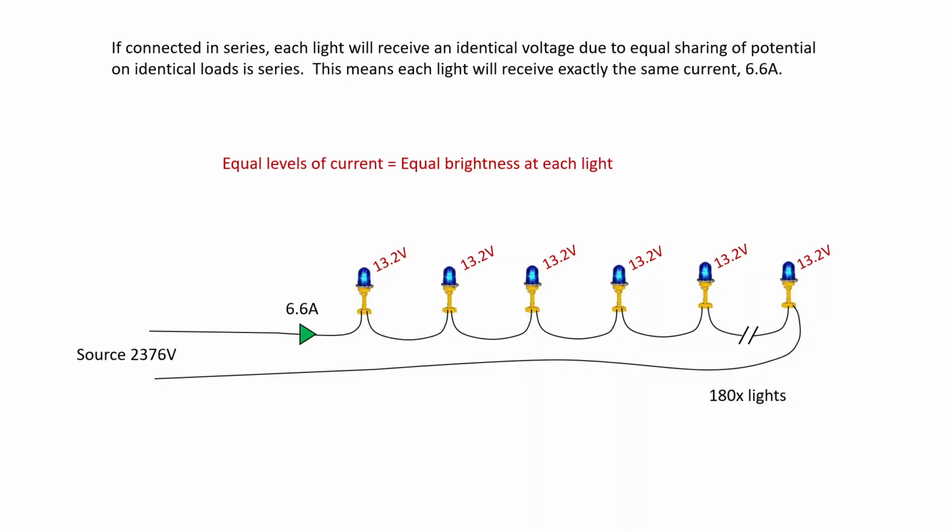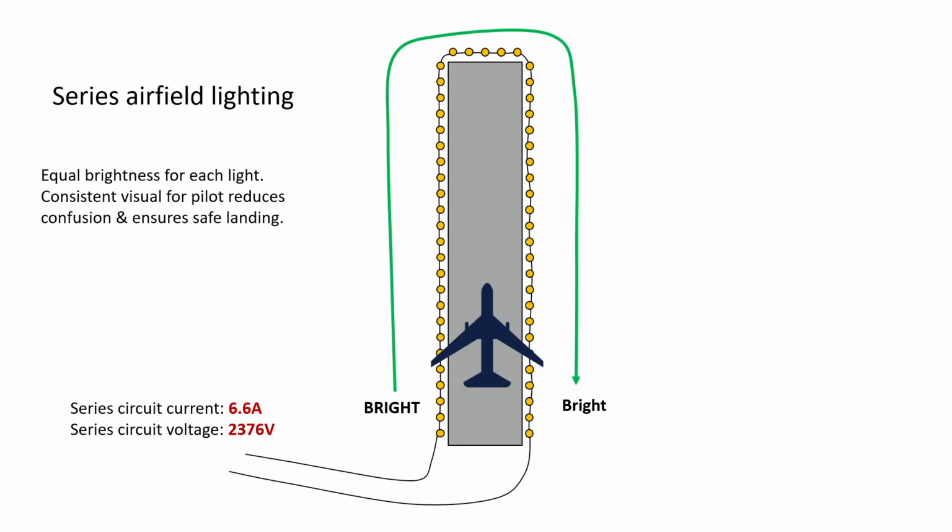Now, equal levels of current mean equal brightness at each light. And this means that for the pilot that's landing the aircraft, there will be a consistent visual, and it will reduce any form of confusion with lights being brighter in different areas or not.